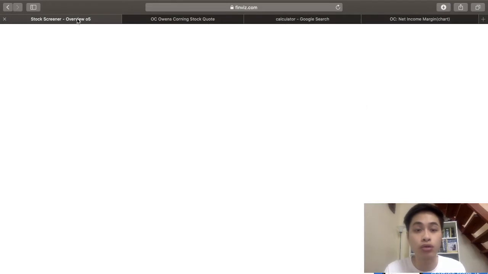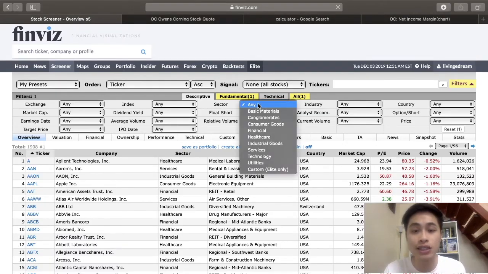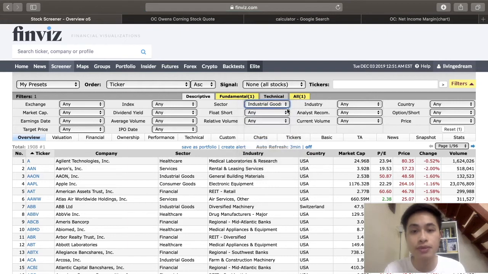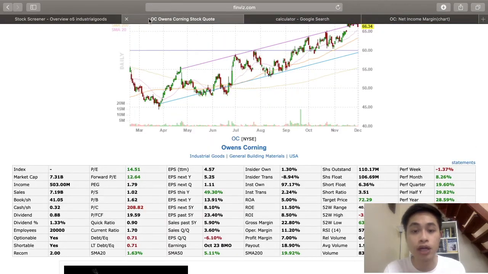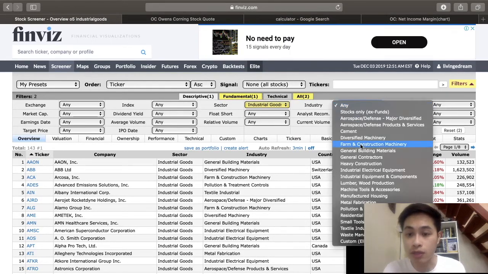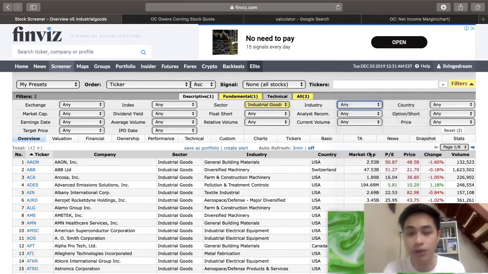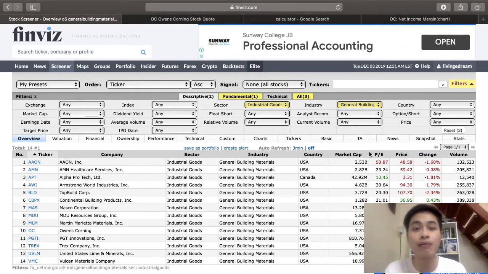So we want to go back to our screener, and then under descriptive, the sector is industrial goods, and the industry is general building materials. So we look for general building materials. Okay. So what this does is FinVis will help us screen all the stocks that meet our 3 criteria.